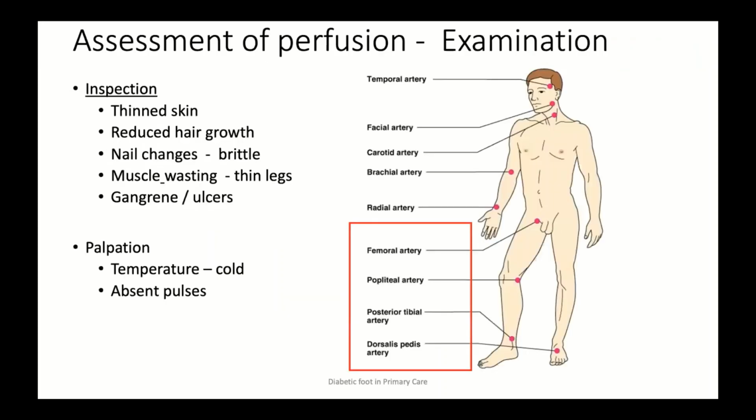So examination revolves around trying to find more important things because the history might not be reliable. We talk about thin skin, reduced hair growth, brittle nails, muscle wasting. These are common to most of the elderly population and not very reliable. Pulses are very important to be aware of and need to be assessed in your patients, especially when they have diabetic foot problem. I've listed out the important ones: the femoral artery, the popliteal artery, the posterior tibial and the dorsalis pedis. Things like coldness are not very obvious in our patient population.